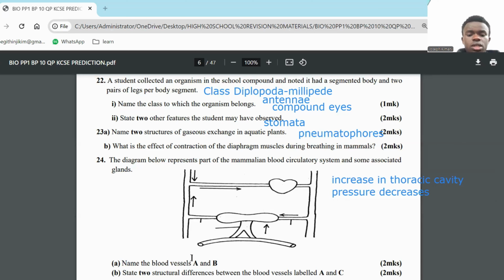And now we got the next question. Sorry for this, number 24. You can see the diagram is not labeled because it's asking about a diagram showing part of the mammalian blood circulatory system with blood vessels A and B. Unfortunately, it's not been labeled. So we're going to skip this one.